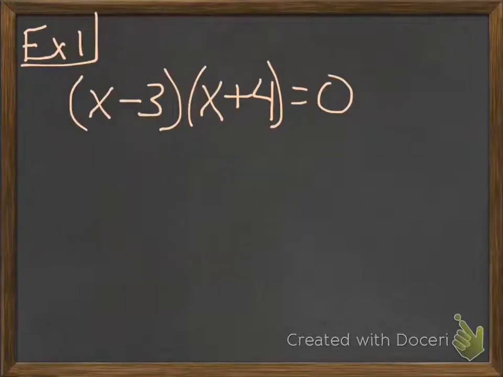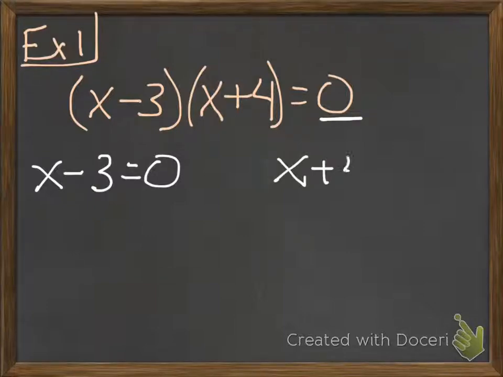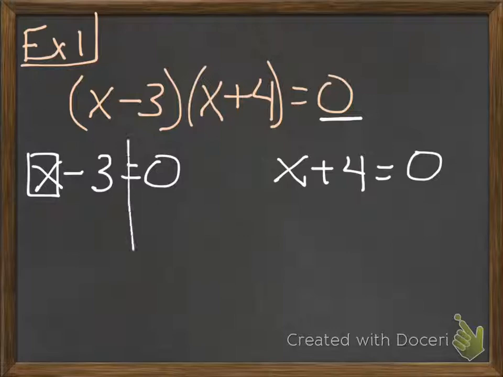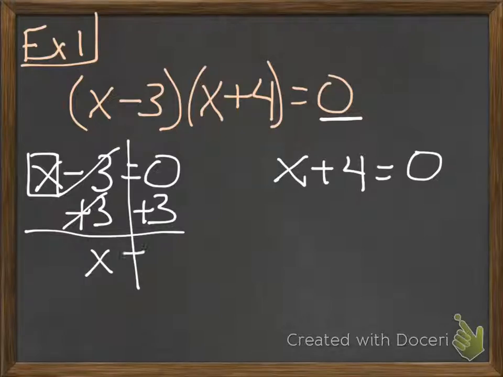Alright, so example 1. We have x minus 3 times x plus 4 equals 0. Guys, since it's already in factored form, and we want to set it equal to 0, which in this case it is, I can set each factor, x minus 3 equals 0. And then I'm going to set this factor, x plus 4 equals 0. Then all I have to do is solve for x. So, box and line it. Do opposite. Okay, so x equals 3.